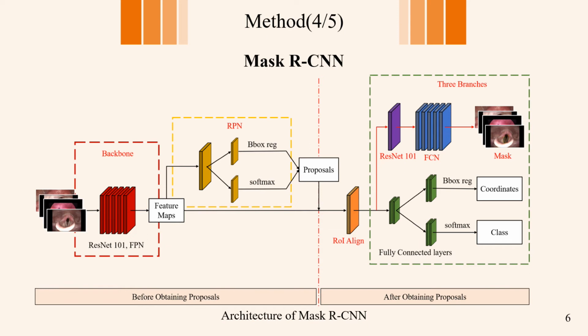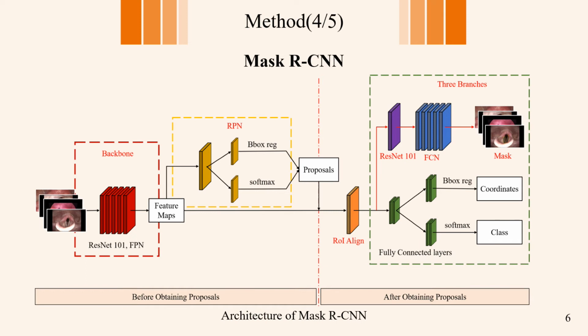As we know, MAX-RCNN is an instance segmentation deep learning model, and its architecture can be divided into 2 parts, before obtaining the proposal and after obtaining the proposal. The part before obtaining proposals could be further divided into the backbone network and the region proposal network, RPN. The backbone network consists of ResNet 101 and feature pyramid network, FPN, which are used for feature extraction of laryngoscopy images and output feature maps.